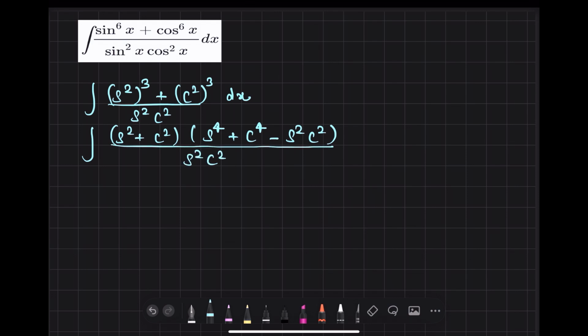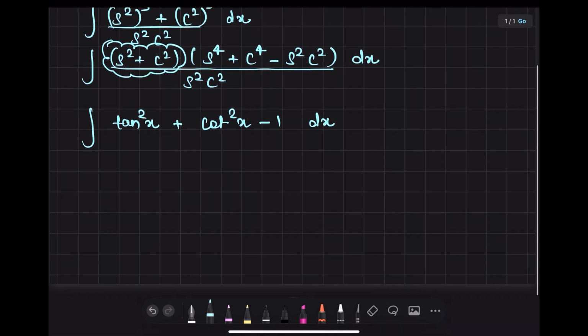Upon sin^2 x cos^2 x dx. Now you know that sin^2 x plus cos^2 x is 1. So this component will become 1. And next, you can distribute the denominator to every element. So it is sin^4 x by sin^2 x cos^2 x, which will become tan^2 x. Next, cos^4 x by sin^2 x cos^2 x, so it will become cot^2 x minus 1 dx.